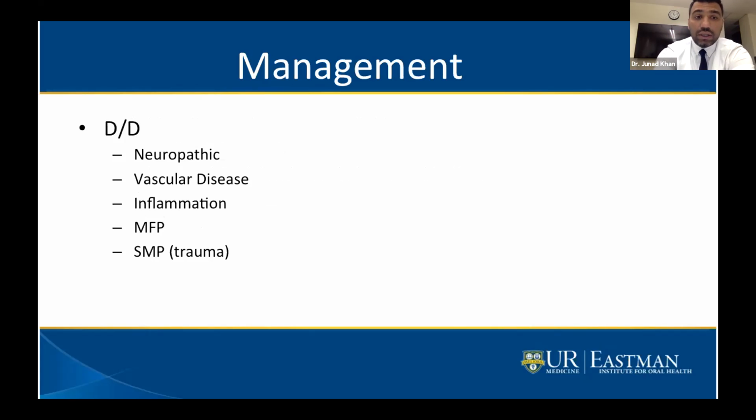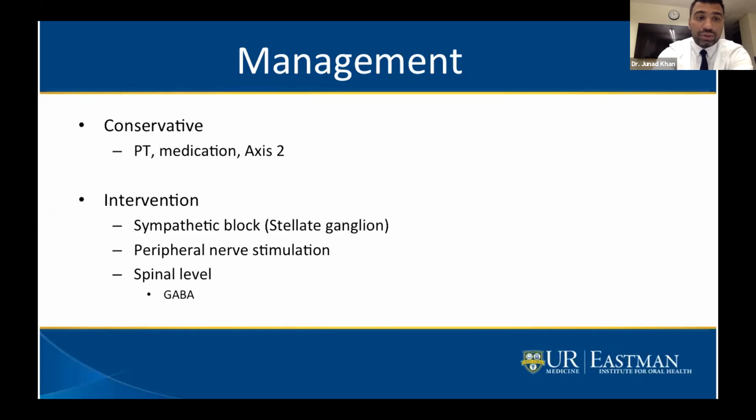In dentistry, the prevalence is very low because the majority of CRPS cases involve some major nerve damage, which comes to CRPS type 2, like we mentioned at the start. So when the patient does come, the differential is neuropathic pain, which obviously comes to mind as the nerve is involved, vascular disease, inflammation, myofascial pain sometimes, or sympathetically maintained pain secondary to trauma. All these things are in the same vicinity as CRPS.